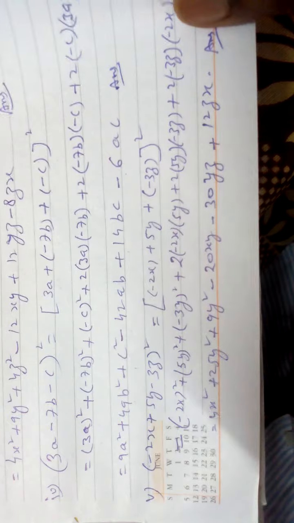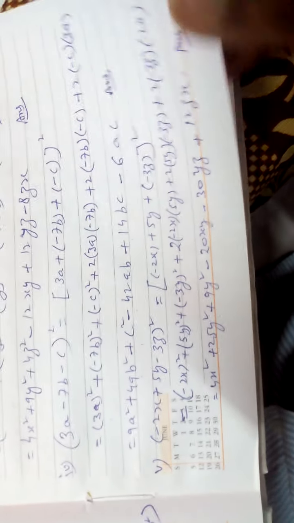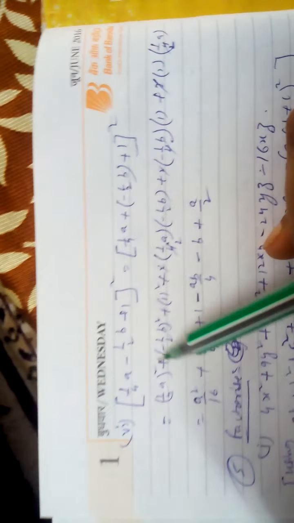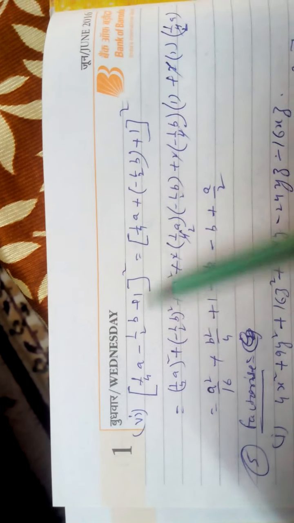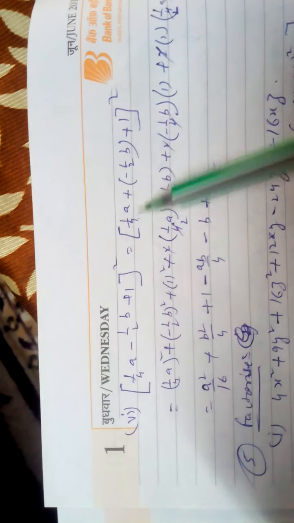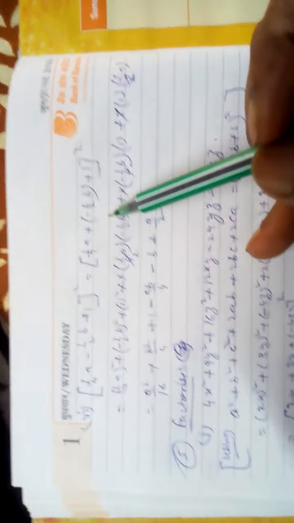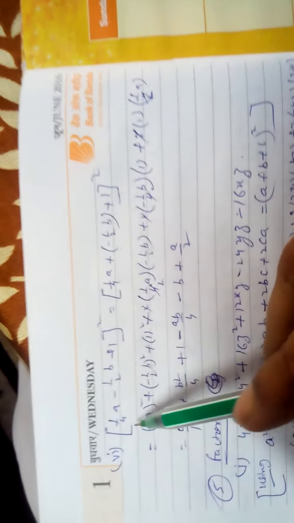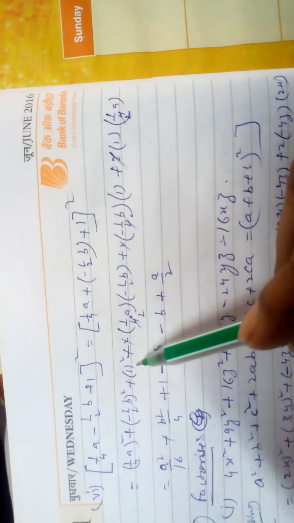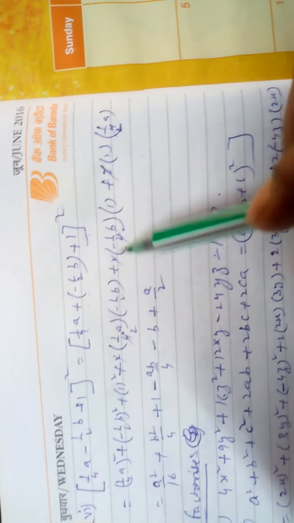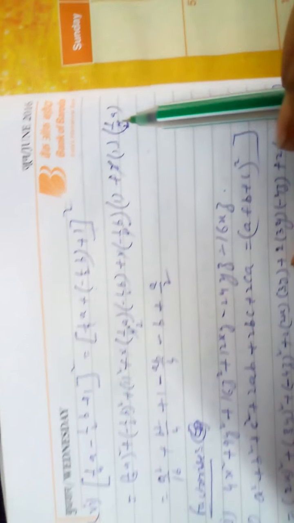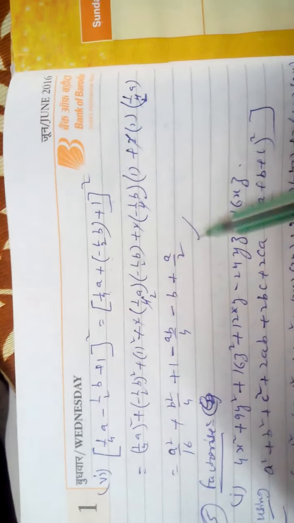Fifth part. Now the sixth part, you see. In the sixth part, a fraction is given. Again you write in the standard form, x plus y plus z. Negative you change into positive, writing in the bracket. Whole square plus this whole square plus this whole square plus 2ab plus 2bc plus 2ca. You simplify all, your result is this.